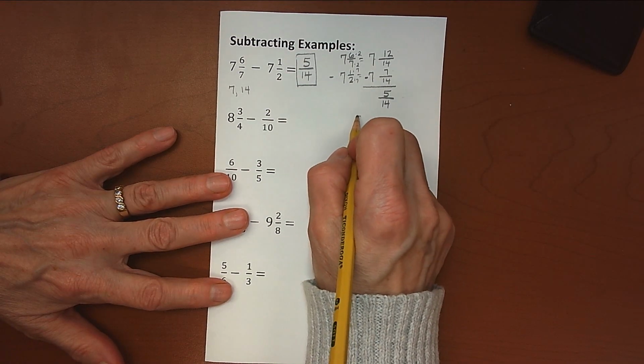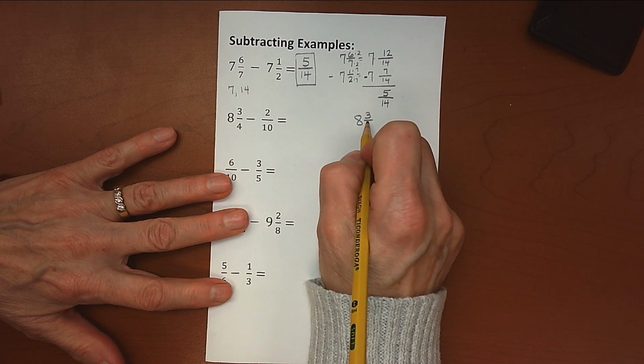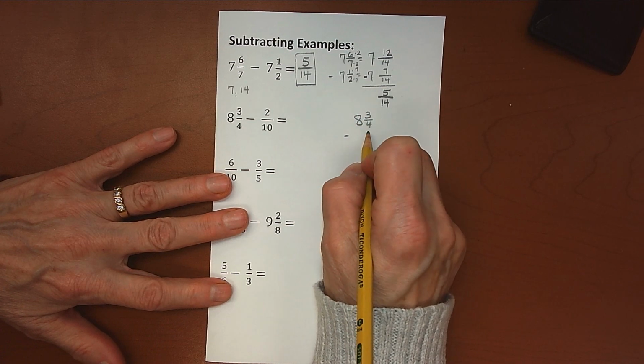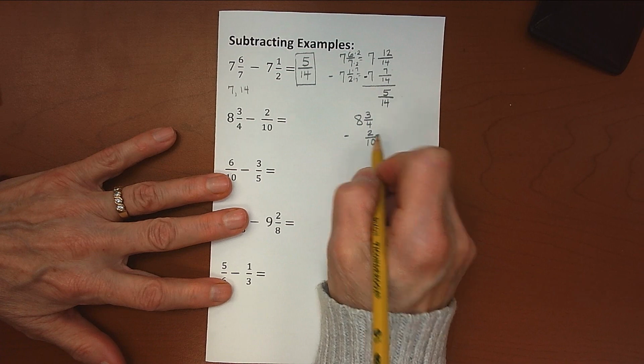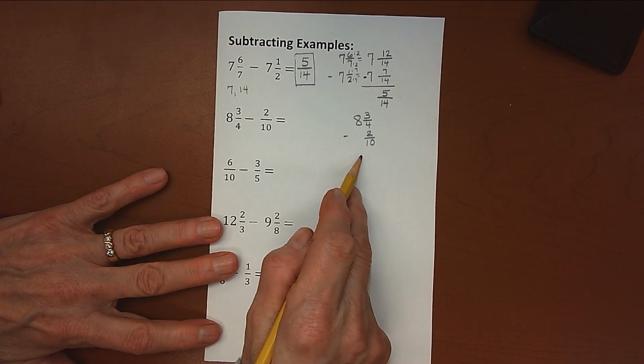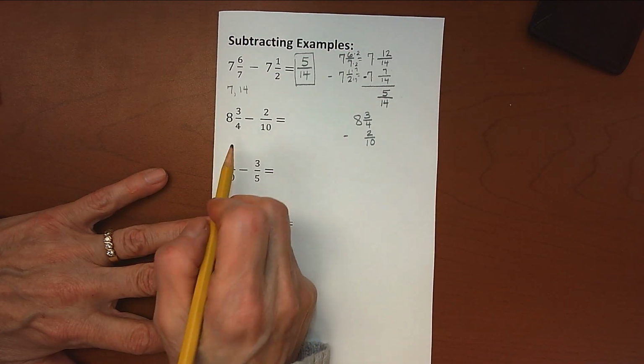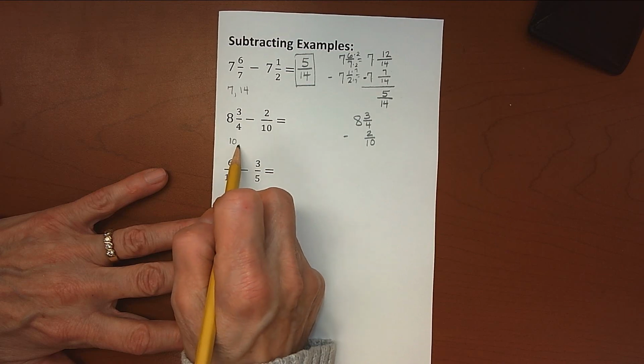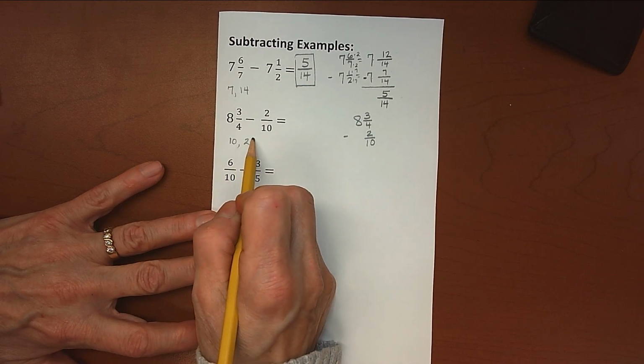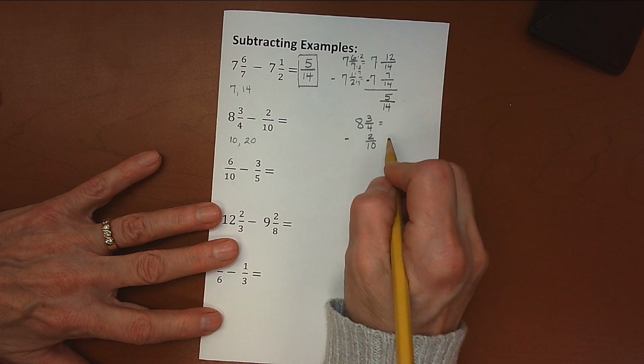Alrighty, let's look at 8 3/4 minus 2/10. So we've got 8 3/4, and we want to subtract 2/10. Start listing the multiples of 10 until I find one that 4 will also divide into. 10 times 1 is 10, that doesn't work. 10 times 2 is 20, that one works. Alright, so let's use 20.